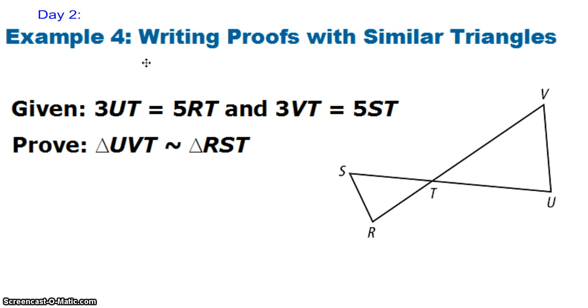Okay, so if you know that 3 UT equals 5 RT, could you figure out what RT equals, or UT? Could you give an expression for it? For instance, if 3 UT equals 5 RT, what does just plain old UT equal? UT equals 5 over 3 RT. 5/3 of RT, good. And how about VT? What does VT equal? 5/3 of ST. That's kind of interesting, 1 2/3.